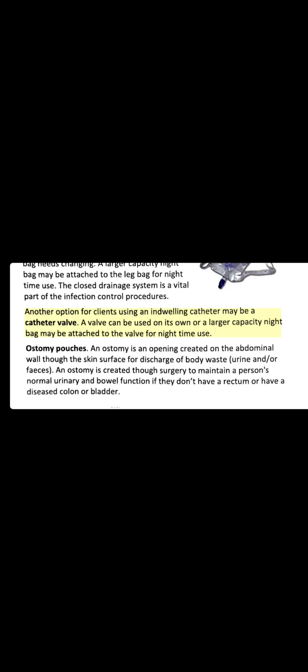A valve can be used on its own, or a larger capacity night bag may be attached to the valve for nighttime use. Ostomy pouches. An ostomy is an opening created on the abdominal wall through the skin surface for discharge of body waste, urine and/or feces. An ostomy is created through surgery to maintain a person's normal urinary and bowel function if they don't have a rectum or have a diseased colon or bladder.